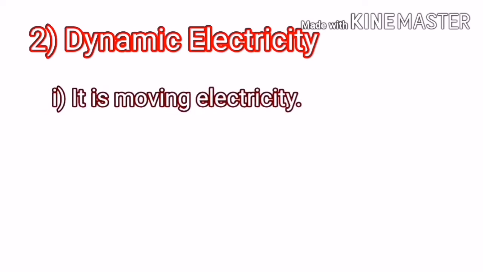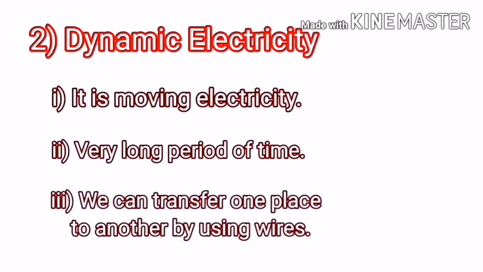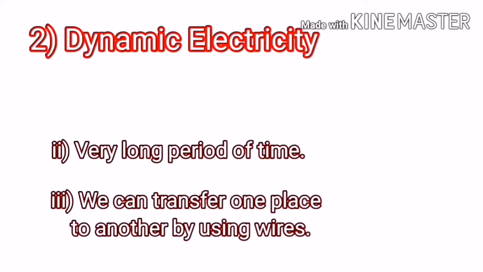Now students, let's talk about dynamic electricity. What is dynamic electricity? First point, it is moving electricity. Second point, it lasts for a very long period of time. And the third one is that we can transfer it from one place to another by using wires. So this is dynamic electricity.